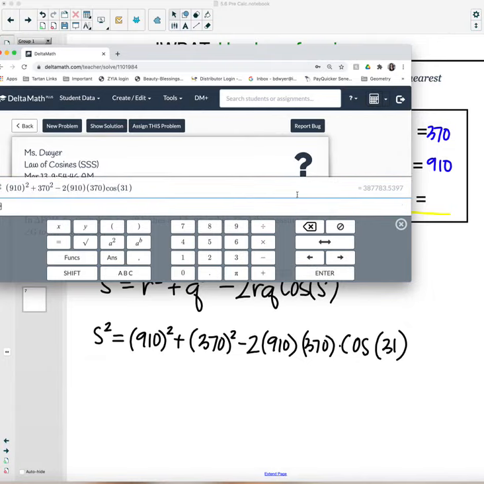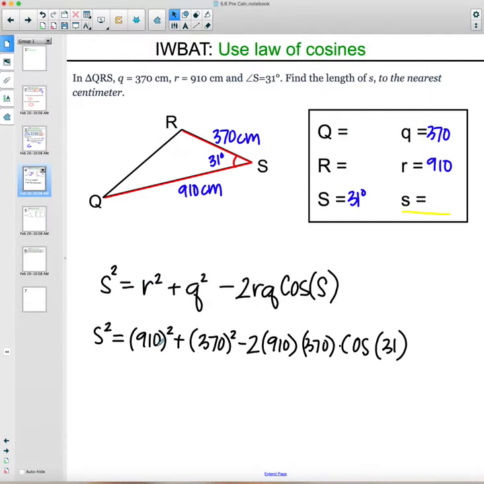Okay, and so now that is s squared. So we have s squared equals, and we just calculated all that. 387,783. So s squared equals 387,000. I forgot what it was.